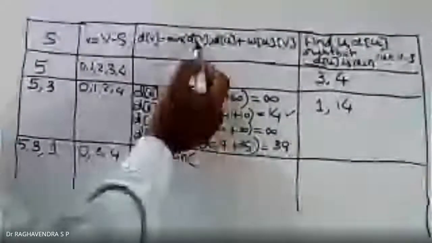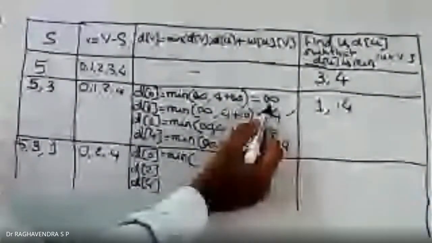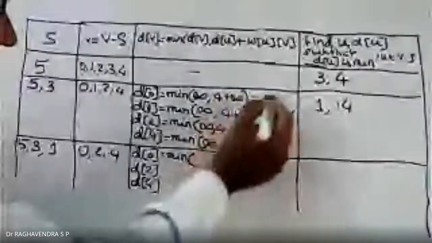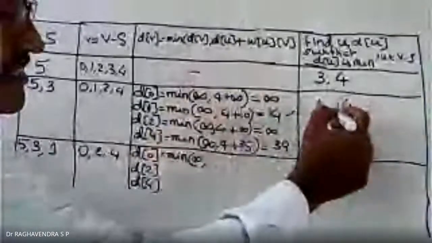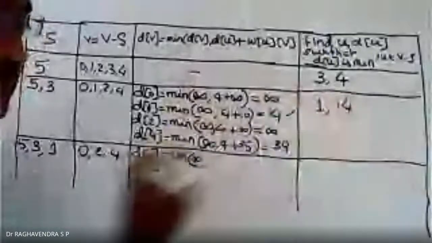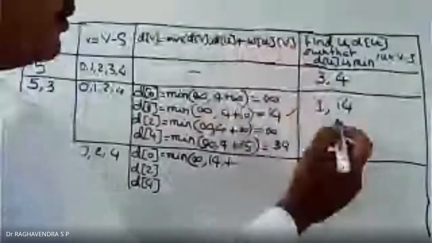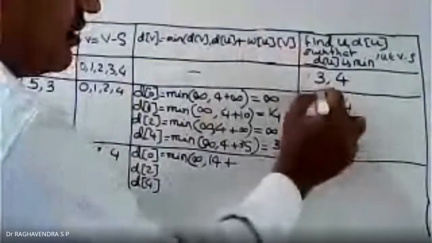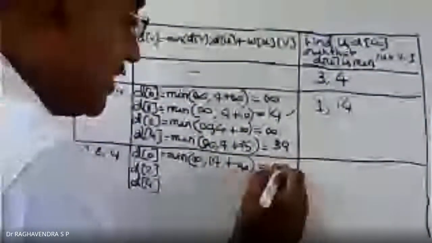Next is equals to min, let us substitute. d of 0, d of v is equals to min of d of v, comma d of u plus w of u to v. d of v means d of 0, which I have already found in the previous step. How much? Infinity. Substitute directly, comma d of u. d of u is already here. What is d of u? 14. 14 plus, look, w of u to v, weight of u to v. What is u now? 1. So 1 to 0. How much is 1 to 0? Infinity. So this is infinity comma infinity, it becomes again infinity.